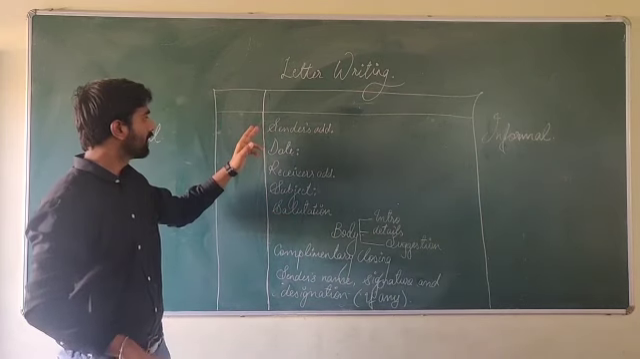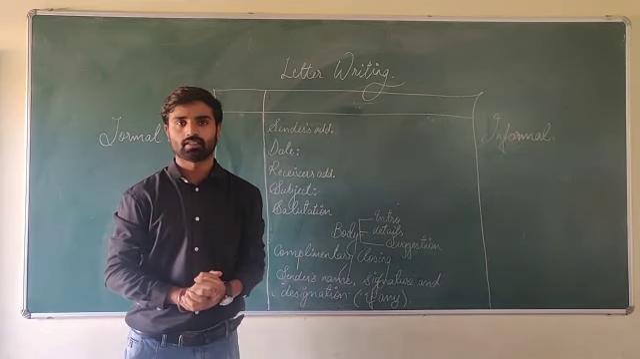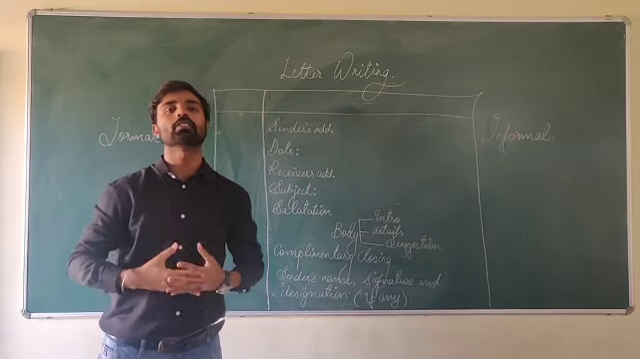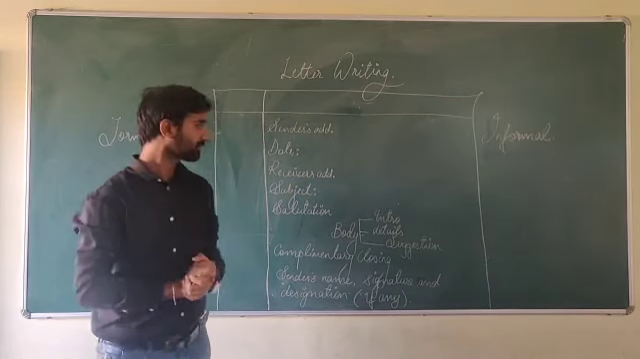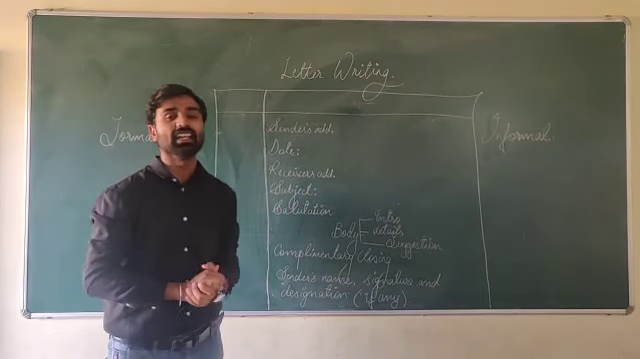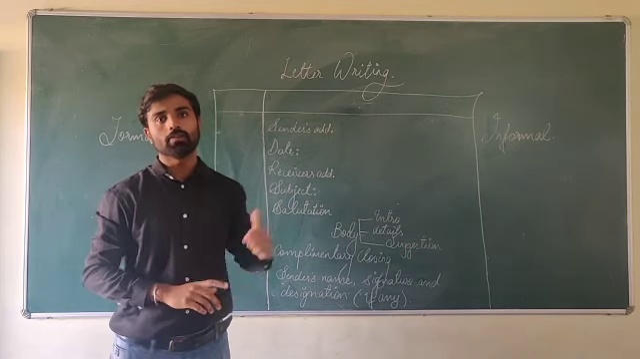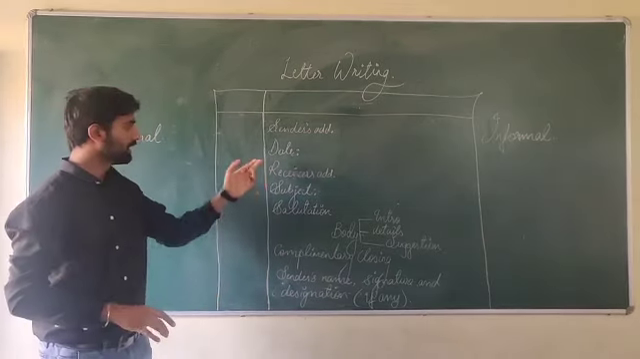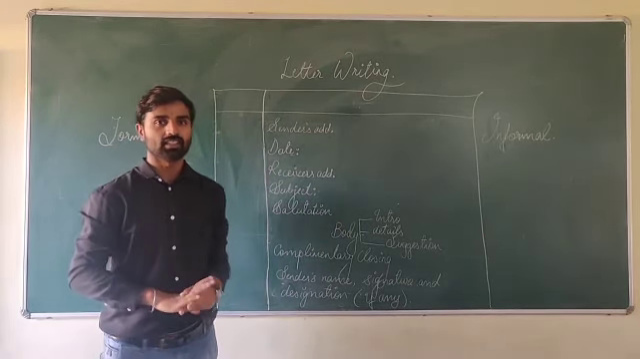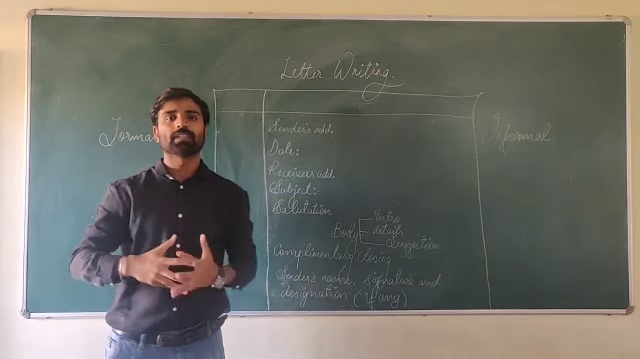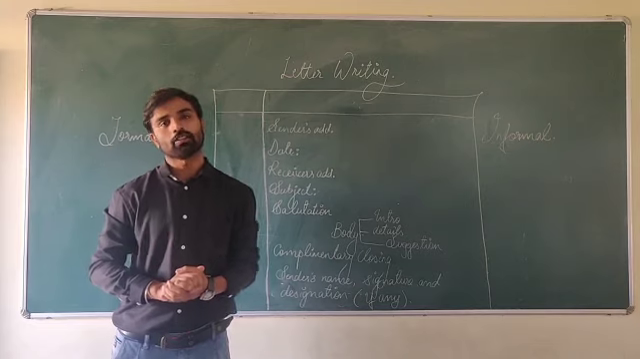Now, the basic format starts with a sender's address. In the sender's address, the person who is sending will write his or her address. After that, the date: on which particular date you are writing the letter, you will put that date. Leaving a line, you will put the receiver's address. That means the person who will be receiving the letter, whom you are writing to, that person's address will be put.